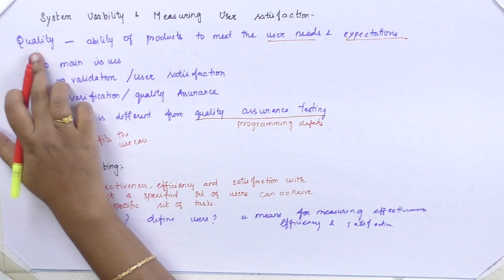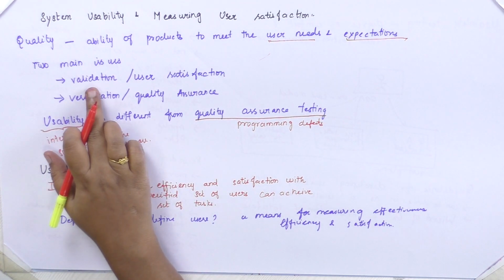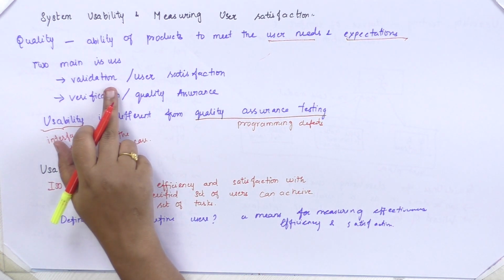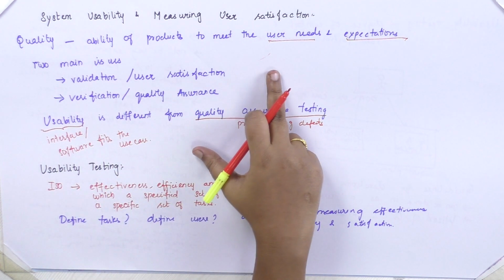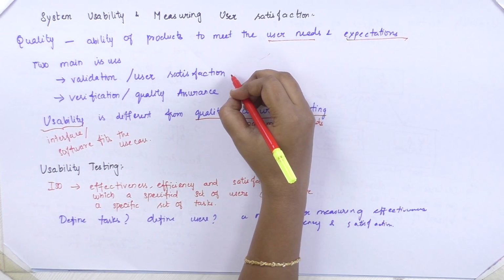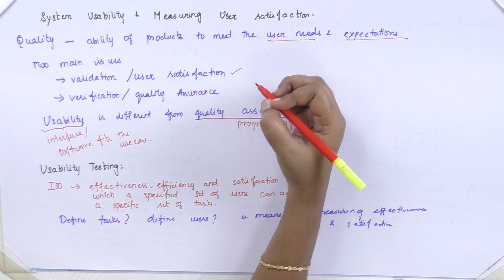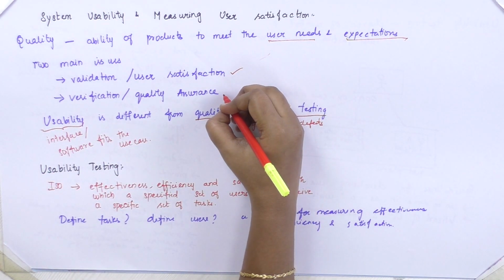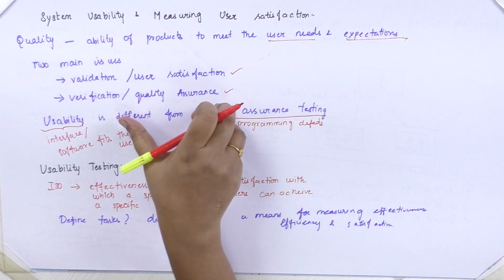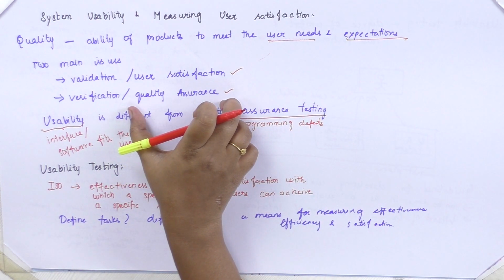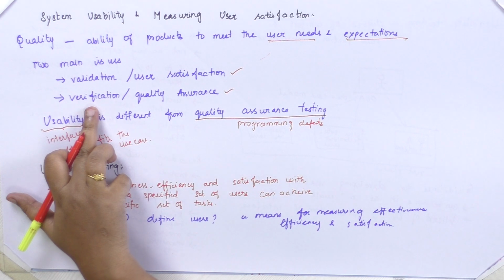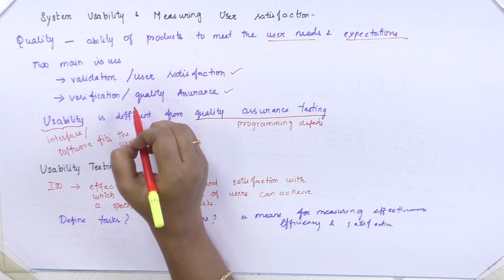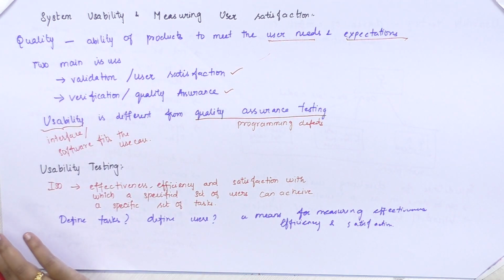You have two main issues when we are measuring quality. One is we have to perform validation, next is we have to perform verification. Validation in the sense you have to perform user satisfaction testing. If the software satisfies the user satisfaction testing, then the software is validated. Then again, if you have conducted any quality assurance test and the software has qualified this quality assurance test, then your software is said to be verified. So you have to validate and verify your software to provide good quality software.